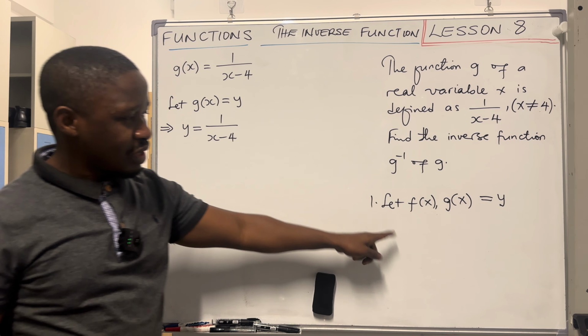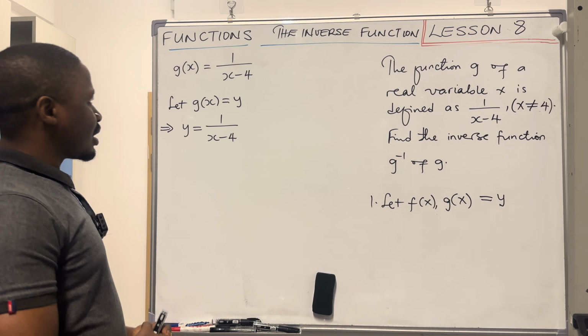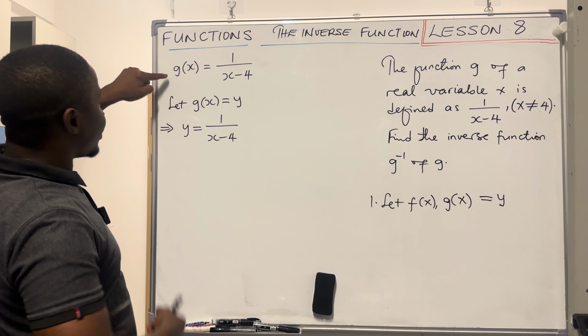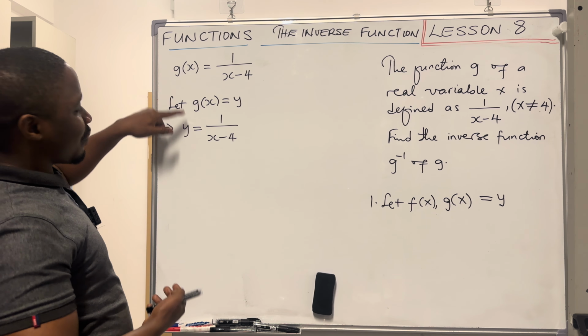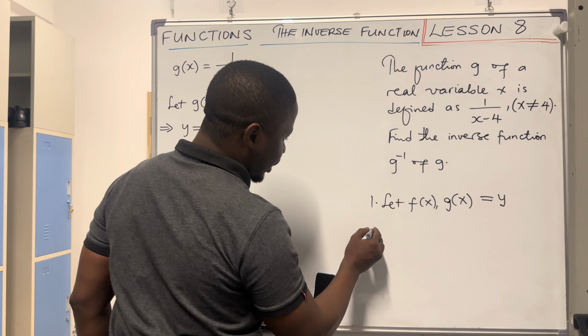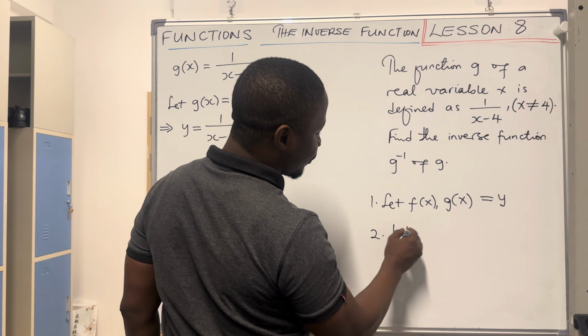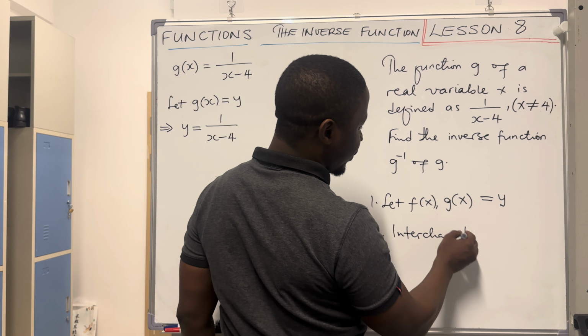The first step to find the inverse of an algebraic function is that we let the subject, if it is g of x, let g of x be y. If it is f, let f of x equal to y. So what is the next one now? The next one is interchange the variables.